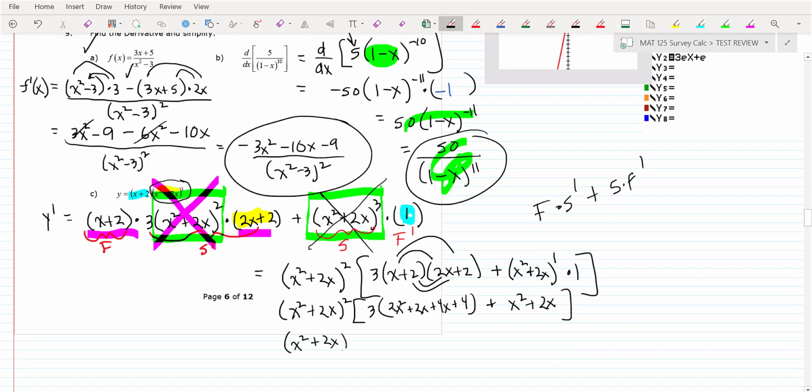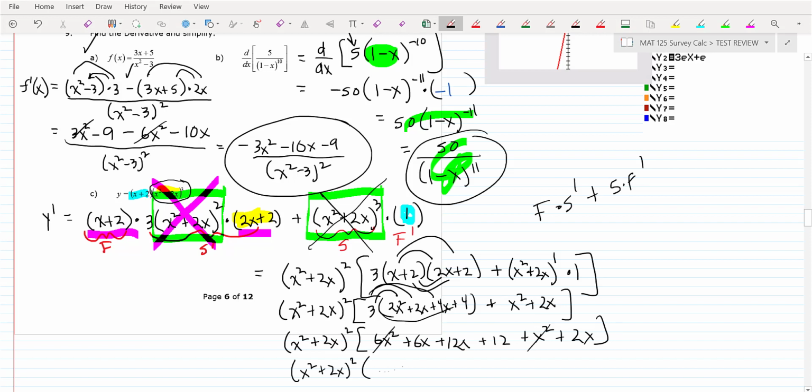So that's (x squared plus 2x) to the second. Okay, then you just distribute, so that would be 6x squared plus 6x plus 12x plus 12 plus x squared plus 2x. Got a bunch of like terms to put together, then you're done. Okay, so let's see, like terms. 6x squared and x squared is 7x squared. 12 and 6 is 18, plus 2 is 20. And then you got the plus 12. That's a lovely problem.